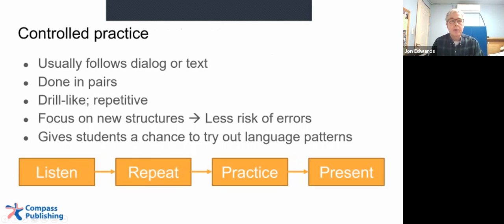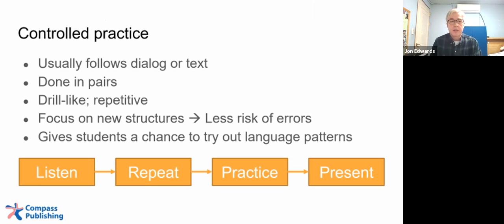So when we're using controlled practice, the more limited or drill-like repetition, that usually follows some kind of dialogue or text. And it's usually done in pairs, so they're practicing question and response or dialogue pairs. And it's very drill-like and repetitive. So they're doing some kind of substitutions of keywords, the content words in the structure, but they're focusing only on that one structure. So there's less risk of errors there. And this is where we want to really focus our attention on them getting the structure right, you know.